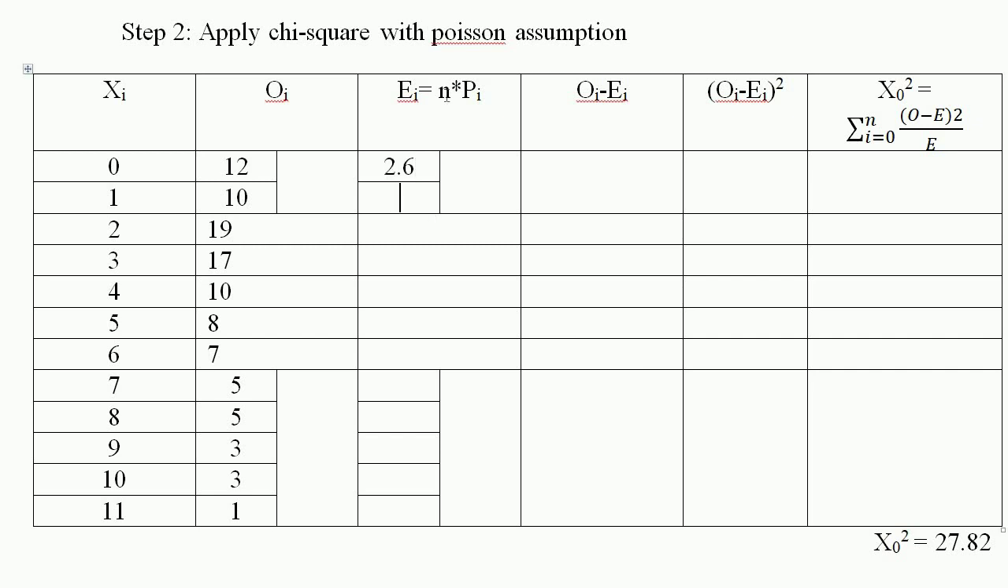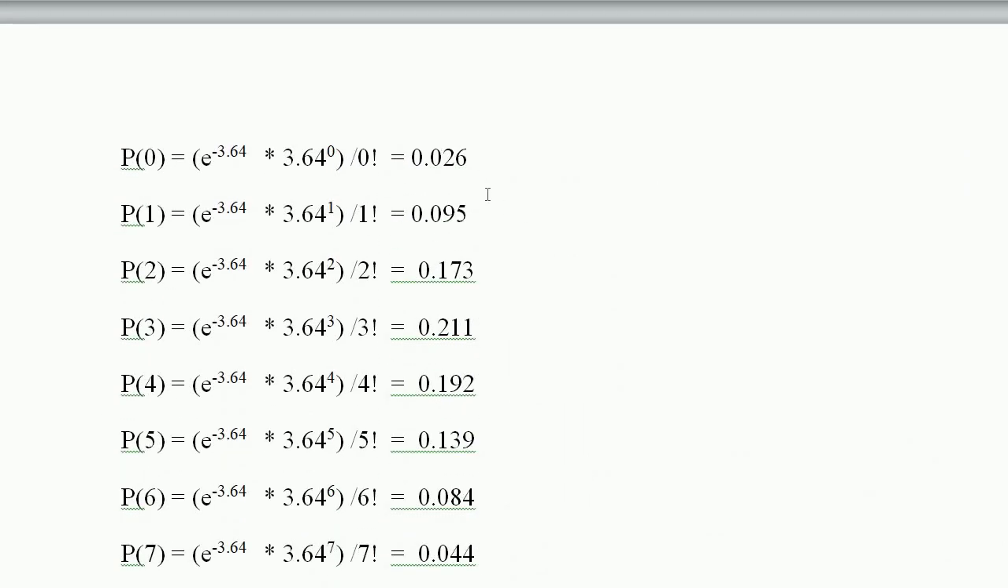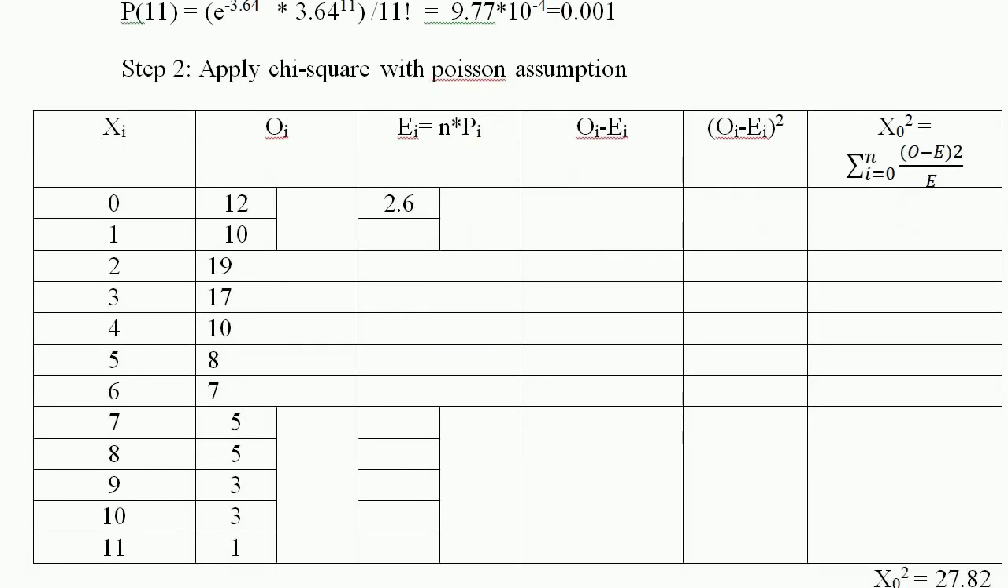That is EI, it's nothing but 100 into 0.026 that we calculated in a previous step. That is the P value. P0 is nothing but 0.026 into 100, that is 2.6. Again same like that for P1. P1 value is 0.095, so into 100 we are going to get 9.5. Again, P2 value is 0.173 into 100, so you are going to get 17.3.